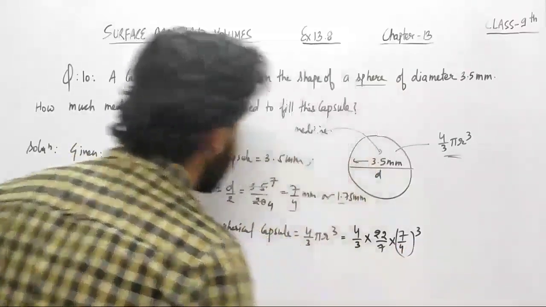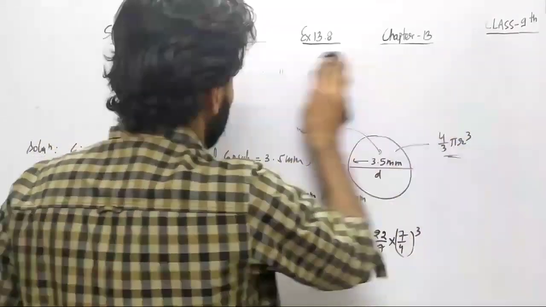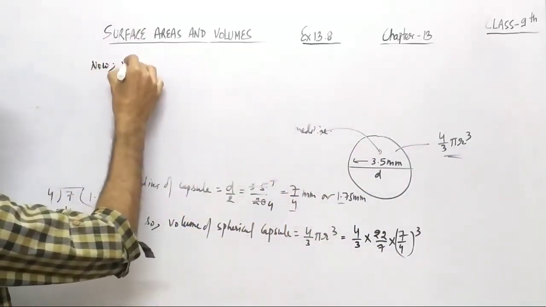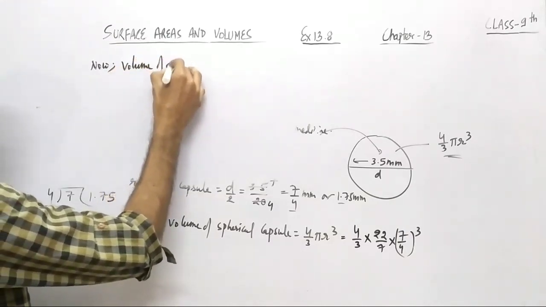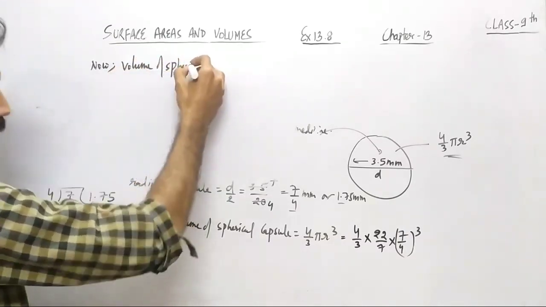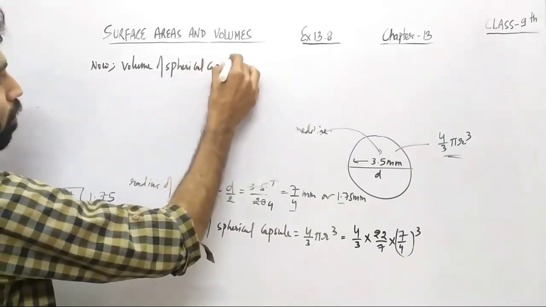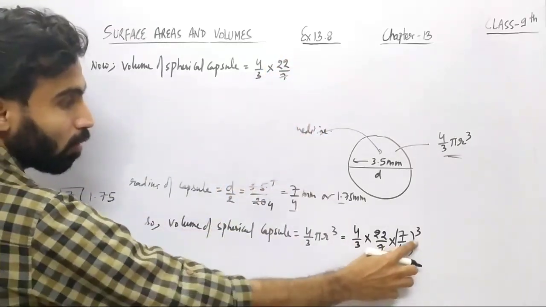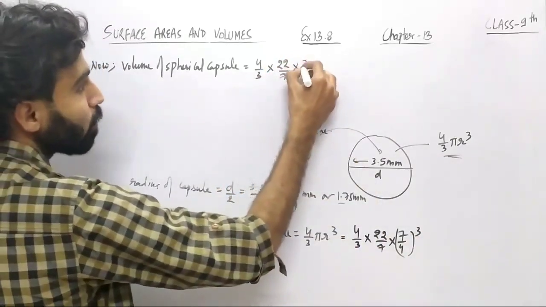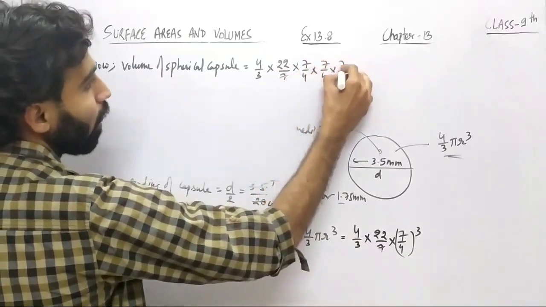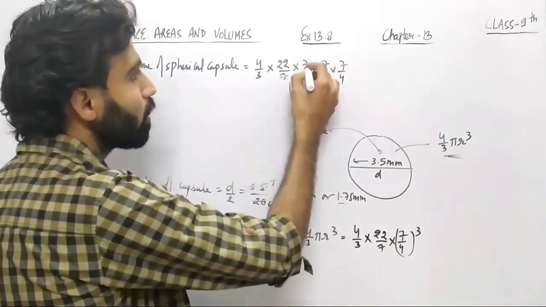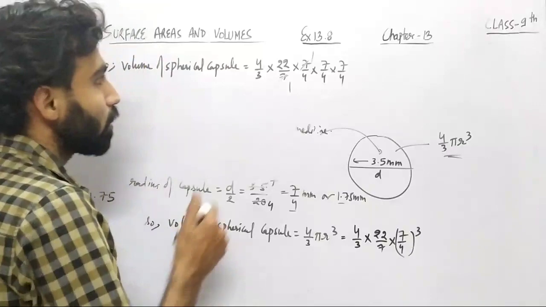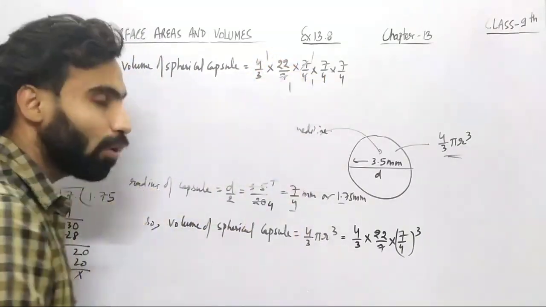So let me just make some space above. So now you can see the volume of spherical capsule is 4 upon 3 into 22 upon 7. Now 7 upon 4 का cube का मतलब है 3 times multiply 7 by 4, right? Like this. अब यहाँ पे मैं इसको solve करता हूँ. 7 1 is 7, 7 1 is 7, right? So this time is to calculate this. So if I just reduce this 4 as well, so 4 1 is 4, 4 1 is 4.